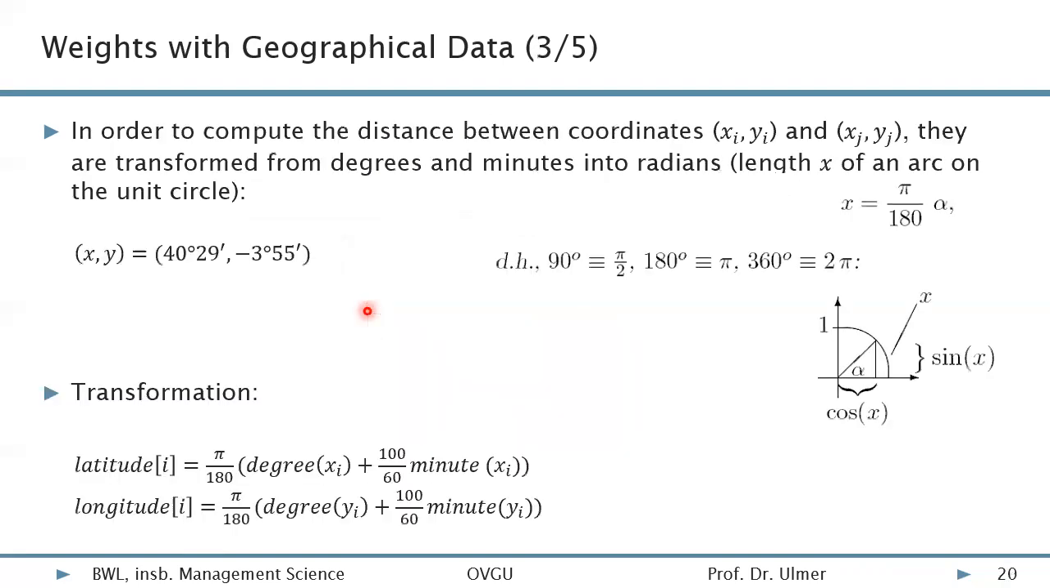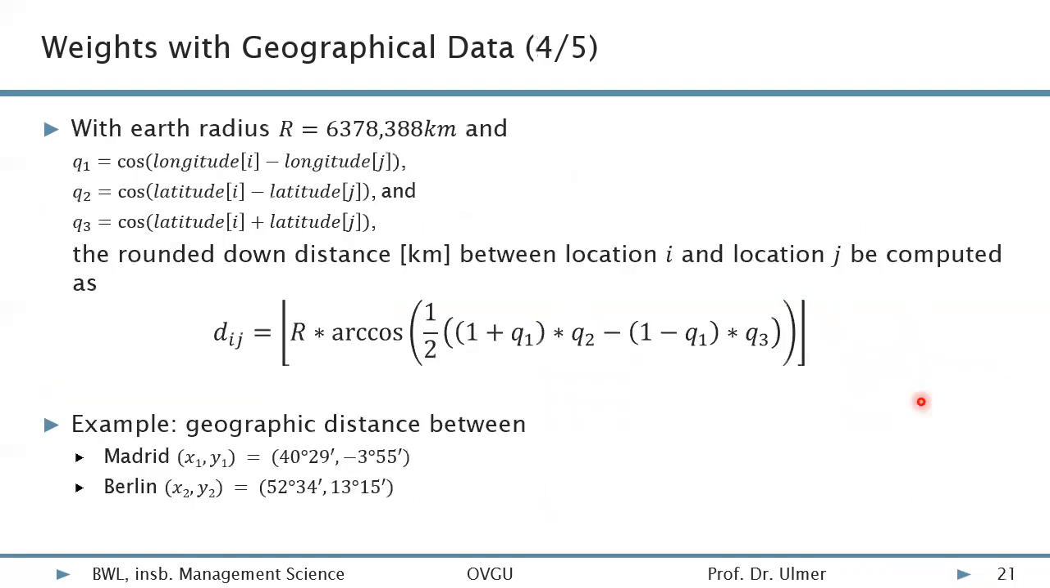Again, I won't go into much detail. It's also not part of any exam, but it leads to a similar measure as the Euclidean distance, but not on a plane, on a globe. Besides cosine and sine, we also have some arc cosine. But anyway, what's interesting for us is that we now do this for Madrid and Berlin.